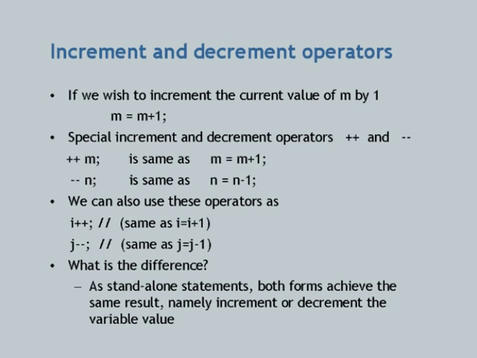The increment and decrement operators come in two flavors. One is known as the pre-increment operator, such as this. The other is known as post-increment decrement operators, written like this. This is again same as i is equal to i plus 1 or j is equal to j minus 1. So if you write such statements as plus plus m semicolon or m plus plus semicolon, the net effect is identical. There is no difference whatsoever. The value of m is increased by 1.